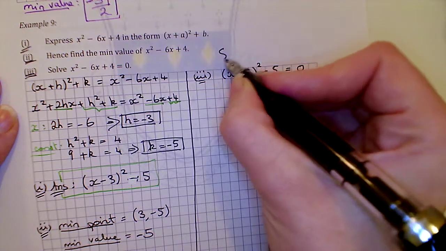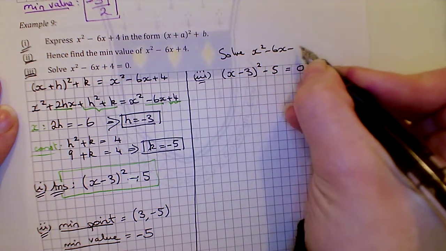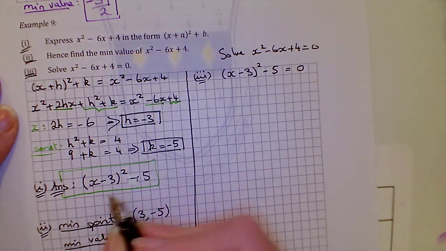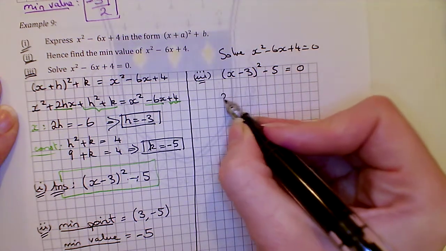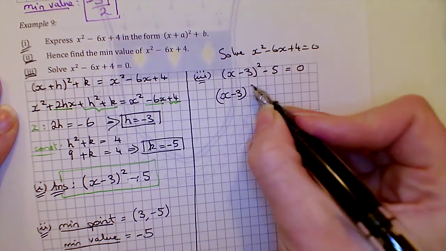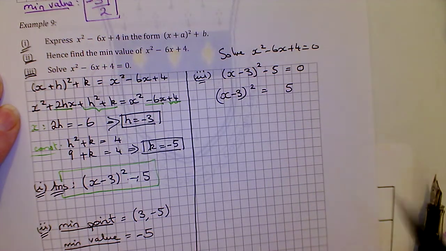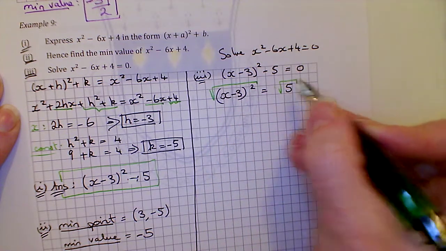If I'm solving x² - 6x + 4 = 0, that's the same as solving this, because those are the same thing. And that means I can bring the -5 over to the other side and get (x - 3)² = 5. And now it's much easier to solve it because I can square root this side and square root this side.